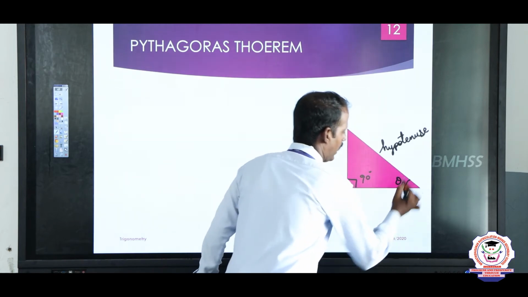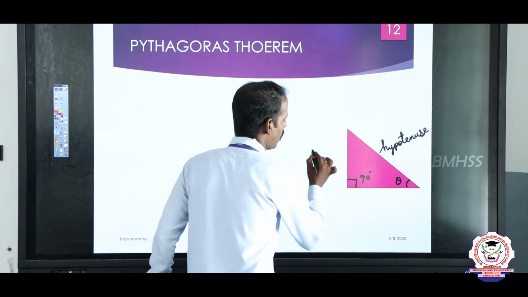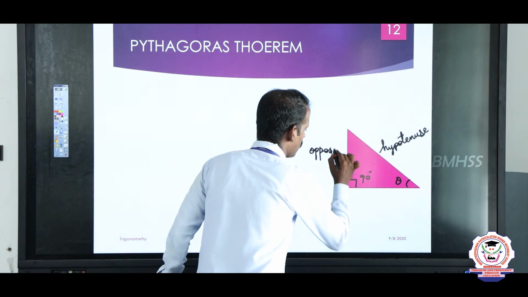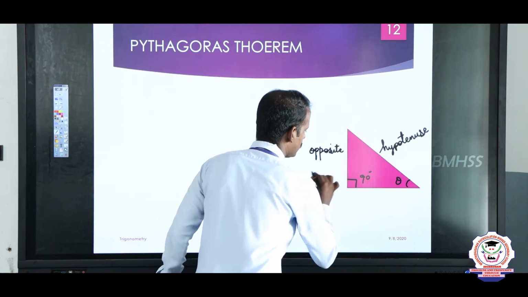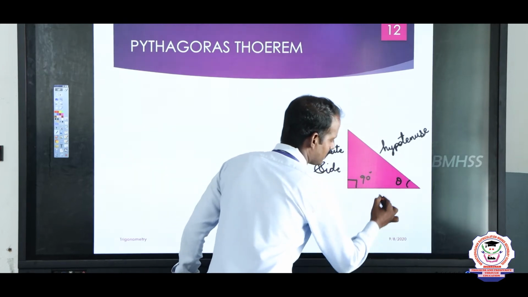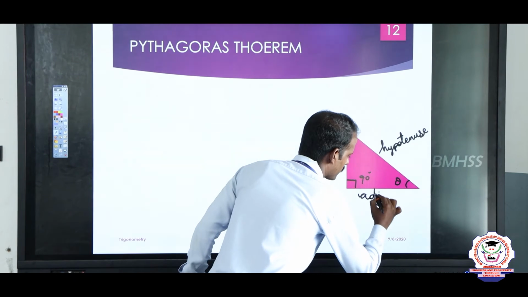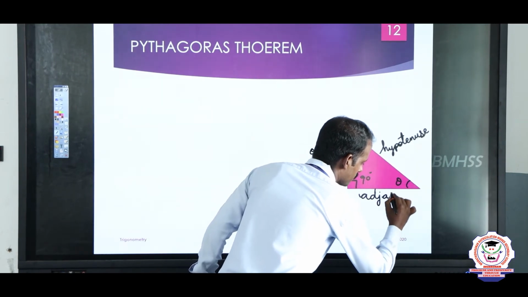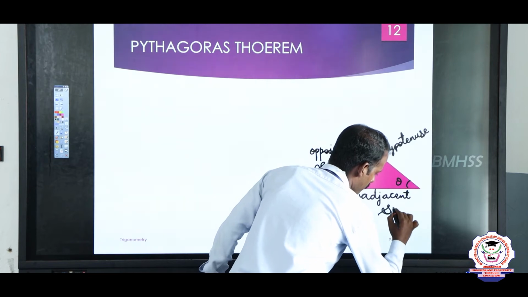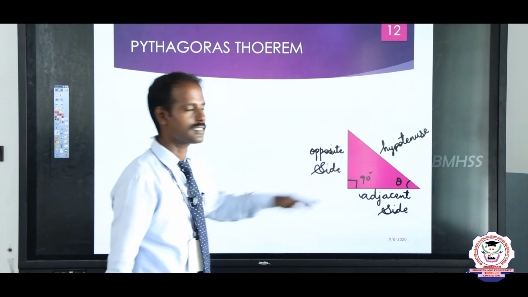This theta, I will denote as some angle. The side opposite theta is called the opposite side, and the side adjacent to theta is called the adjacent side. The remaining side is called the adjacent side.